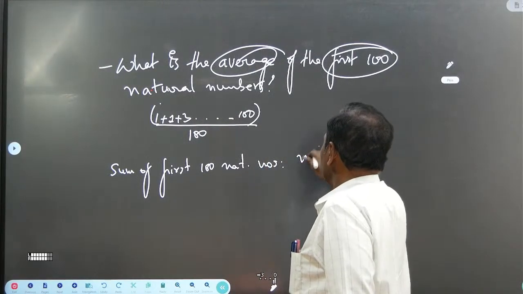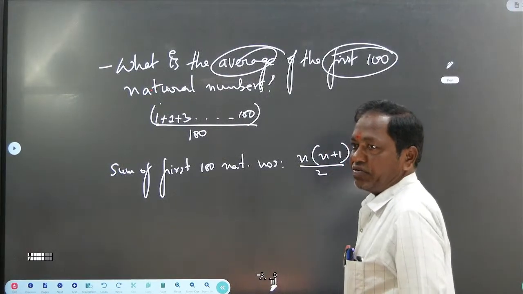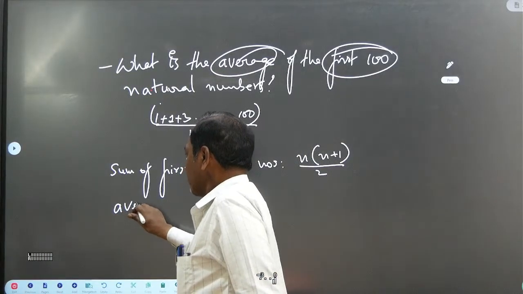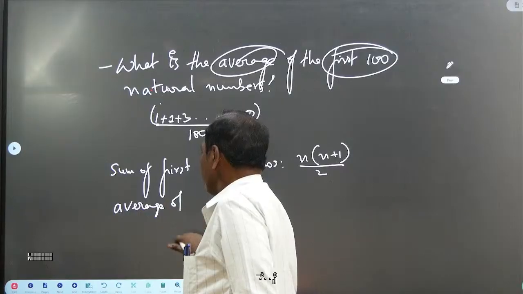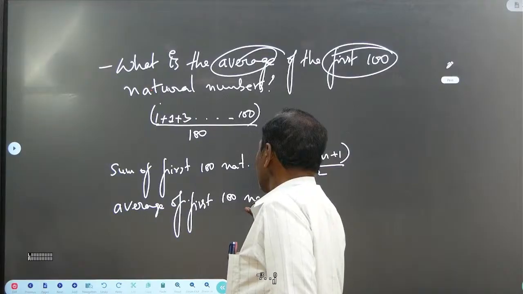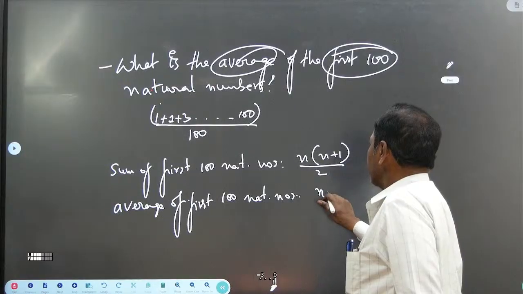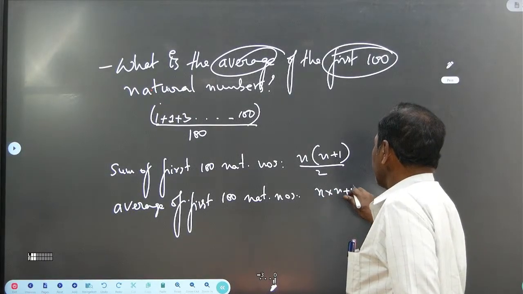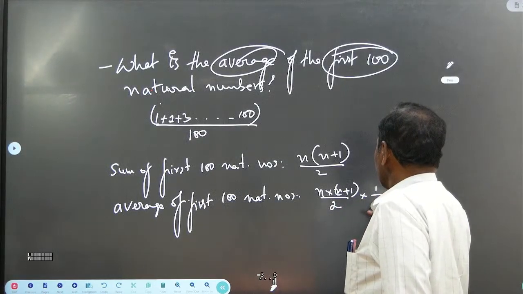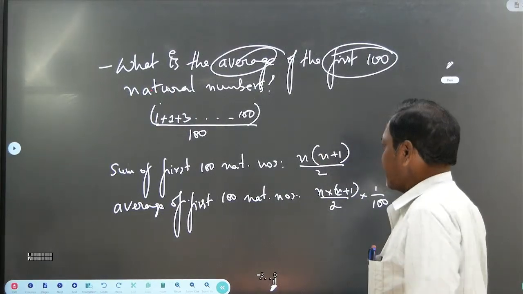This is n into n plus 1 by 2. When we want to know the average of the first 100 natural numbers, it means n into n plus 1 by 2 divided by 100, the number of observations.